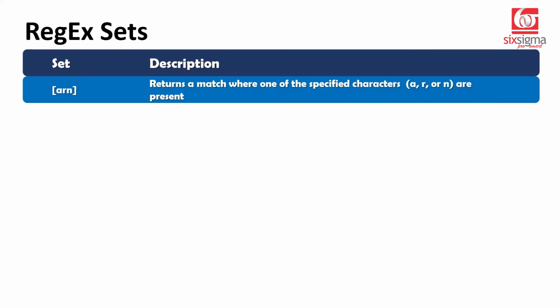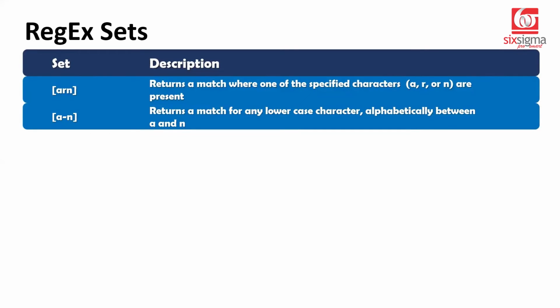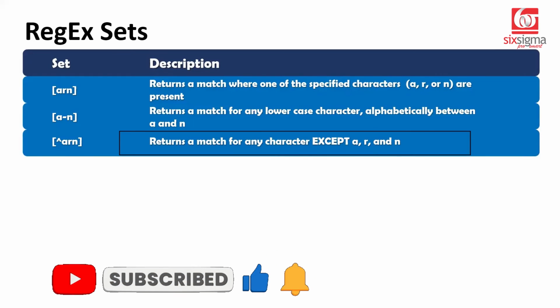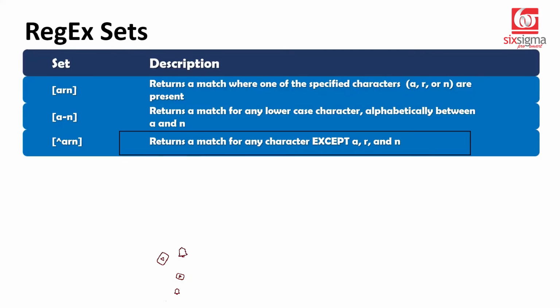So now that we are done with the meta characters and the special sequences, we'll be talking about the regular expression sets. What are these? So let's say if we write square brackets and leave three characters inside, A, R, and N, what does it mean? Returns a match when one of these specified characters, A or R or N, is present. Likewise, if we write a-n, it would return a match for any lowercase character alphabetically between A to N, both inclusive. If we write a caret symbol and write ARN, what it means it'll return a match for any character except A, R, and N.